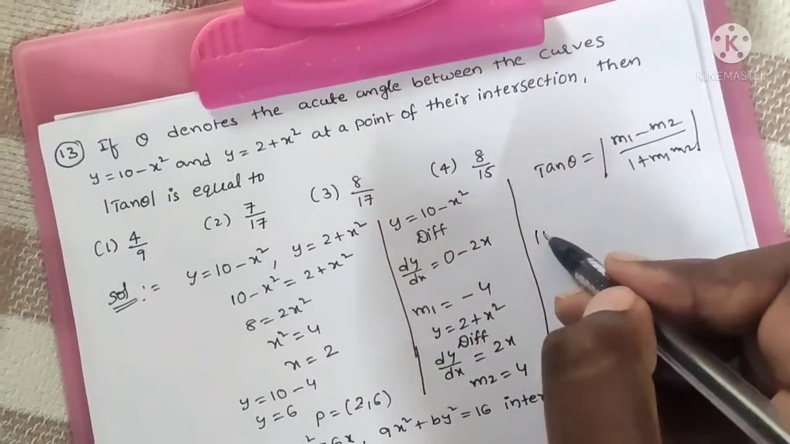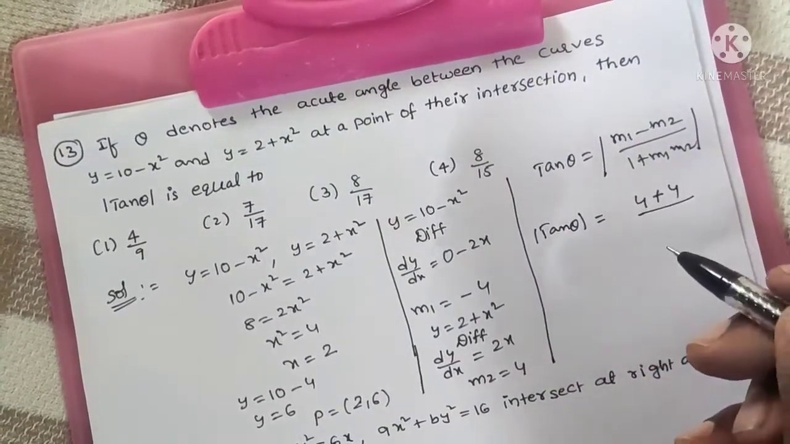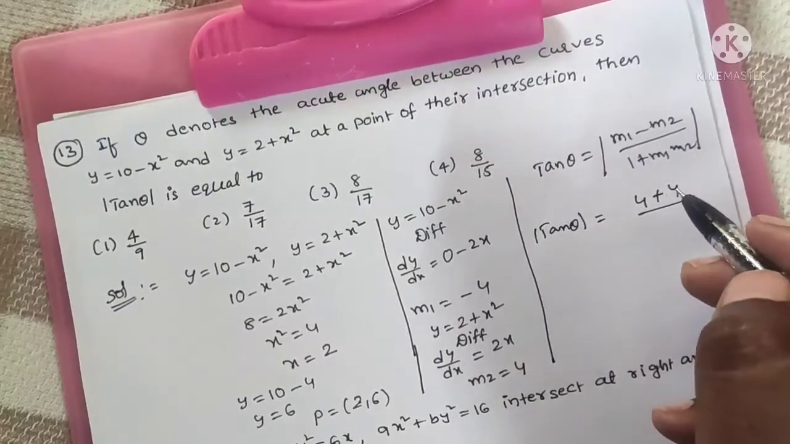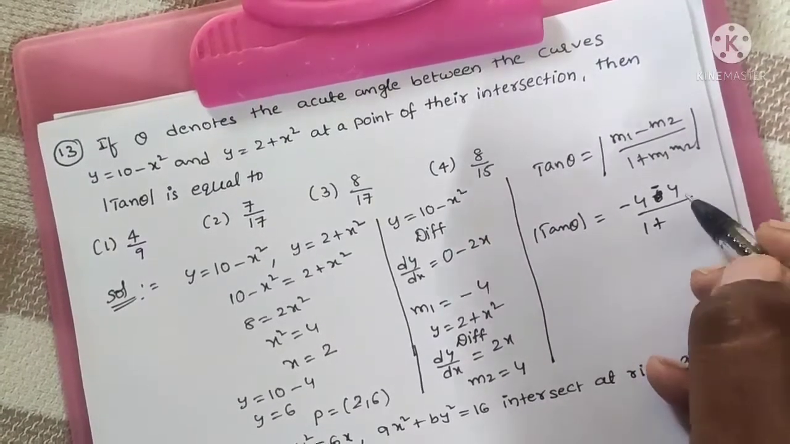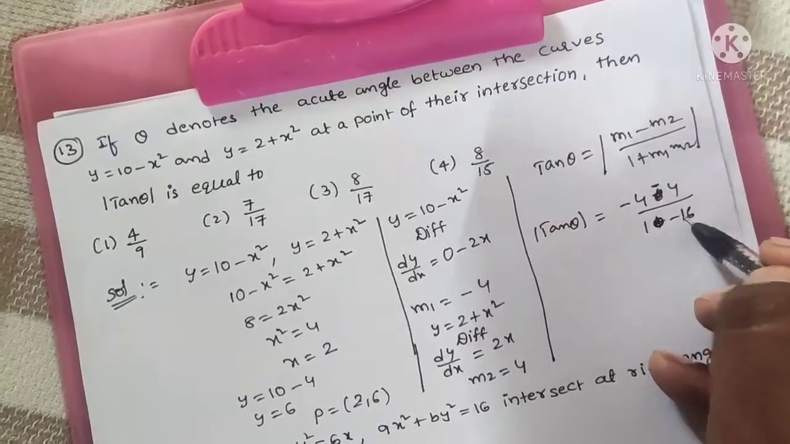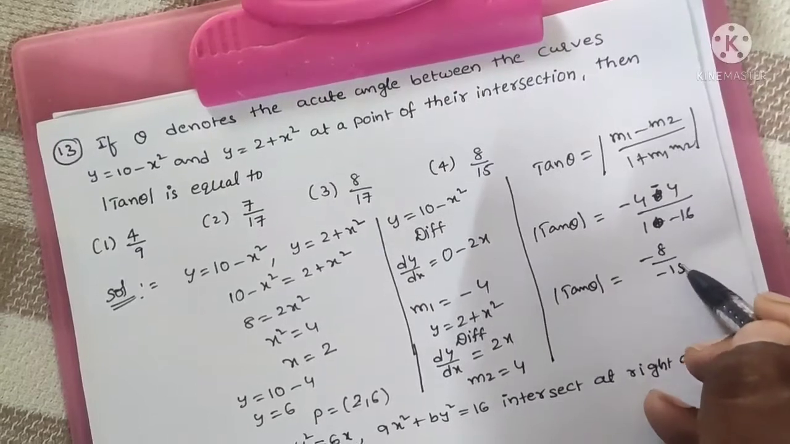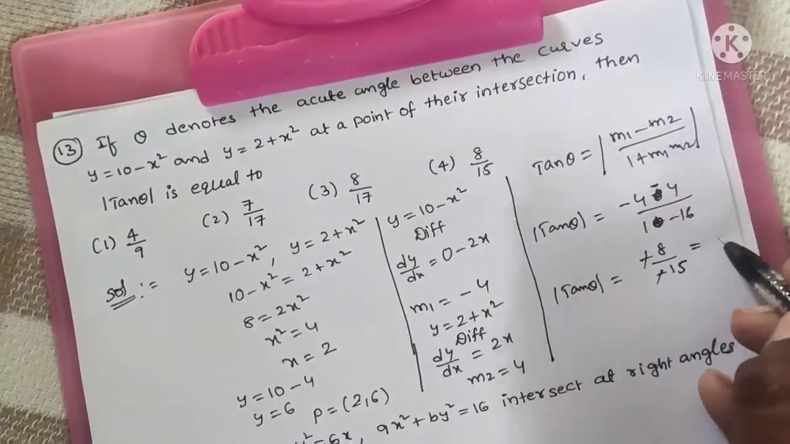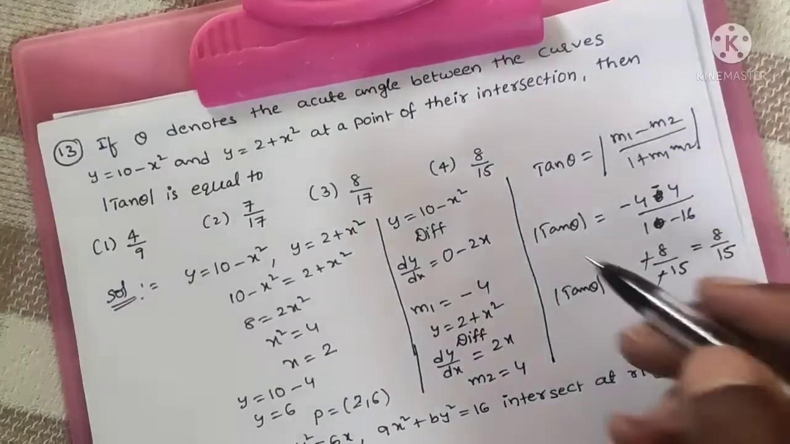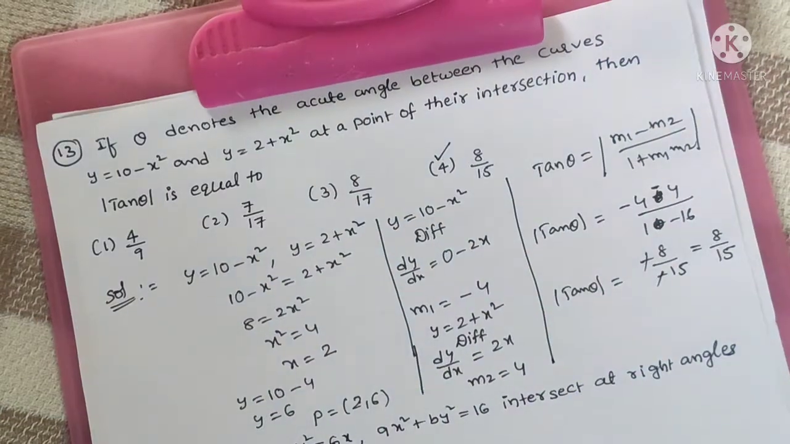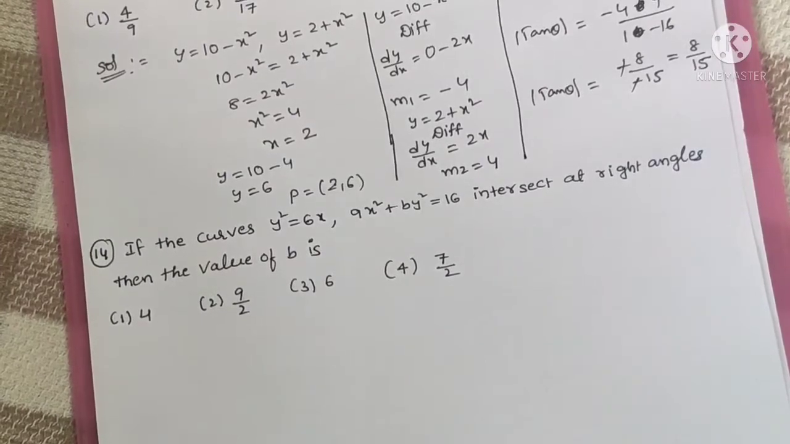Then mod tan theta is nothing but m1 value is 4, minus of minus, plus 4, by 1 plus 4 into m1 into m2, that is minus 16. Then mod tan theta is equal to minus 8 by minus 15, minus minus cancel, then 8 by 15. That is the angle between the two curves, that is nothing but the fourth option is the correct one for this question number 13.